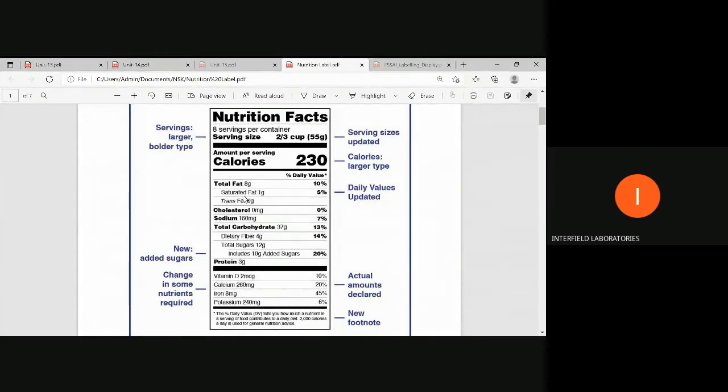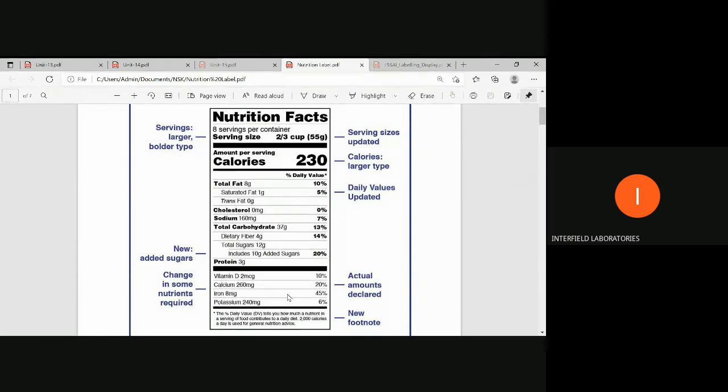So declaring the nutrients as a percentage daily value is intended to prevent the misinterpretations that arise from the quantitative value, because here the quantitative value for total fat is given as 8 gram. So you may think that only 8 gram is there, so the product is containing low fat. But this is providing about 10% of the fat required daily. And here you can see this product contains added sugar 10 gram. Only 10 gram is there. But if you look at the percentage daily value, this particular product is giving 20% of the added sugar required in a day.